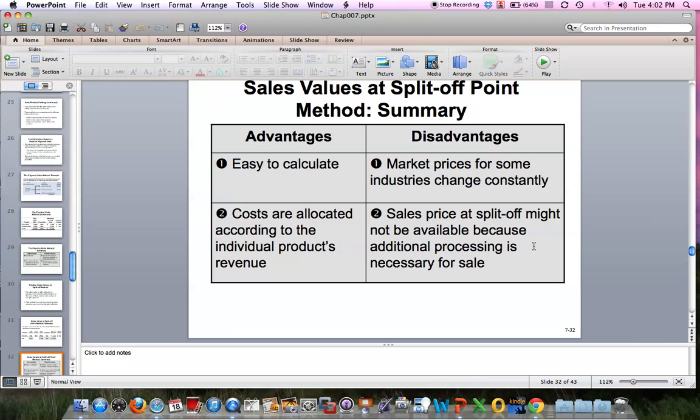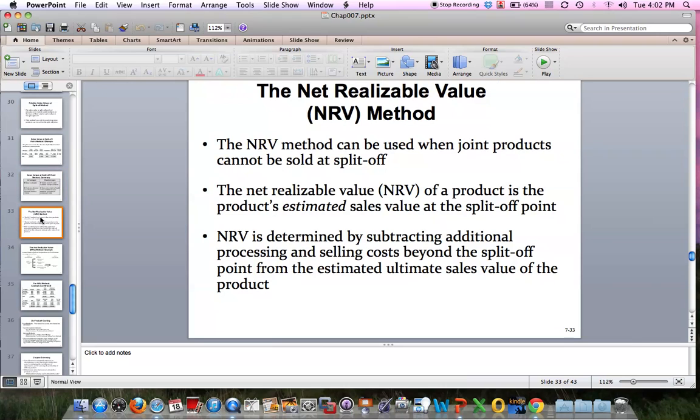Sales price at split off might not be available because additional processing is needed for sale. So that's a possibility also. It's possible that that sales value isn't known at that point. It was in this example, but that's not always the case.